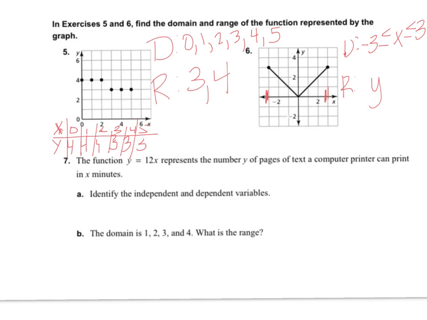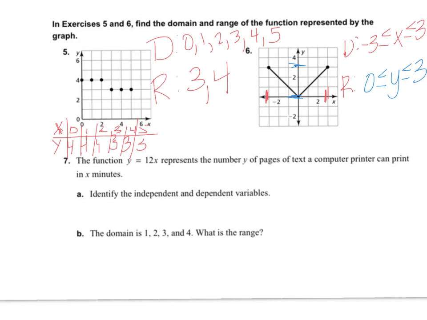And then for the range, we'll do that one in blue. The lowest point is at 0 and the highest point is at 3. So for the range, we would want to say 0 is less than or equal to y, which is less than or equal to 3, and that's how we would define the range. We don't have to worry about what's in between them, we just need to know the starting point and the stopping point.